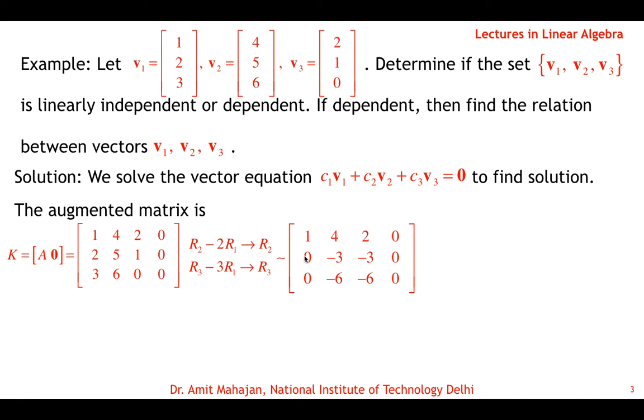Row 2 minus 2 times row 1 will reduce this element to 0, and row 3 minus 3 times row 1 makes this element 0. The corresponding elements in the second and third rows will change due to this. There is no transformation on the first row, so the first row remains the first row. So 2 minus 2 is 0, 5 minus 2 times 4, so 5 minus 8 is minus 3, 1 minus 4 is minus 3, and 0 minus 2 times 0 is 0.